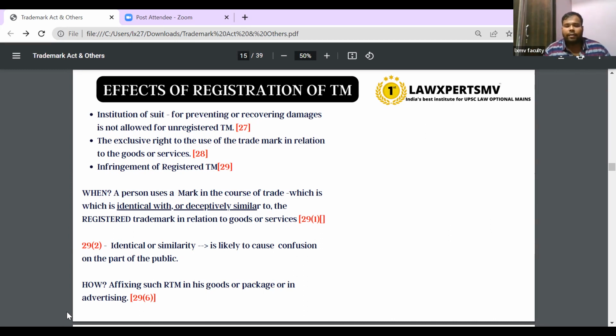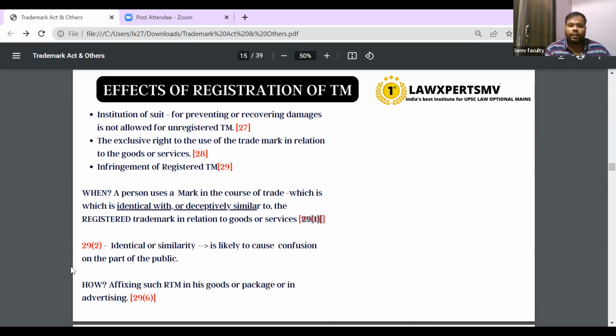Under section 28, it gives you the basic right. Whenever you have registered the trademark, you alone have the exclusive right to use it. And under section 29, when a registered trademark is said to be infringed, we'll understand it by section 29 clause 1. When another person is using a mark which is identical or similar to the registered trademark, then that is said to be infringement. Very simple. When a person is using a mark in the course of trade which is identical or deceptively similar to the registered trademark, then it is infringement under section 29 clause 1.